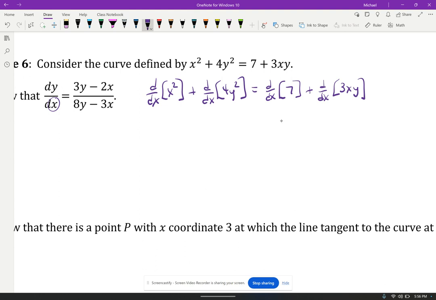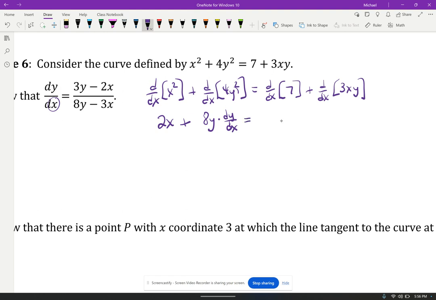Take the derivative of x squared, so that would be 2x. However, take the derivative of 4y squared, that's 8y times dy/dx. I have to multiply by the derivative of the inside, and I'm seeing y as an inside function, so I've got to find the derivative of y, which would be dy/dx.